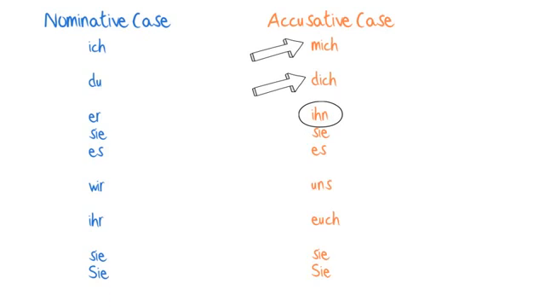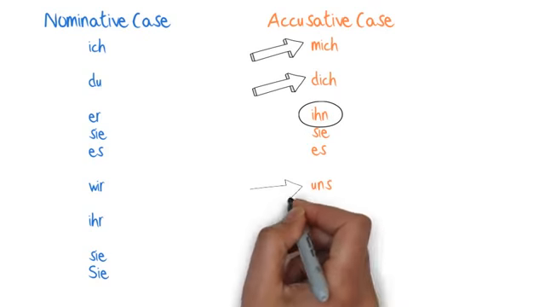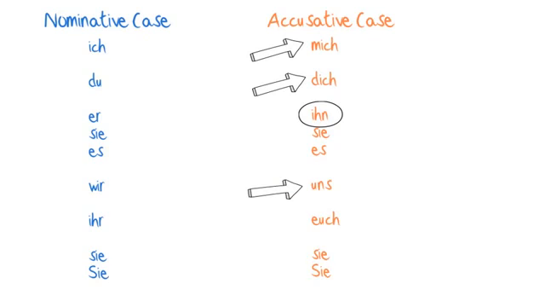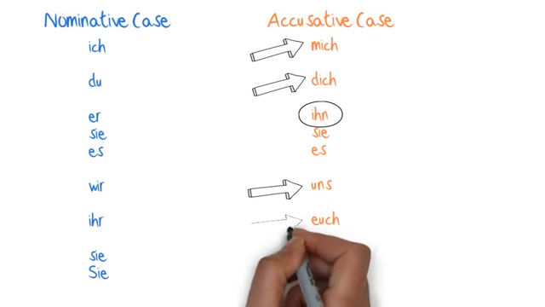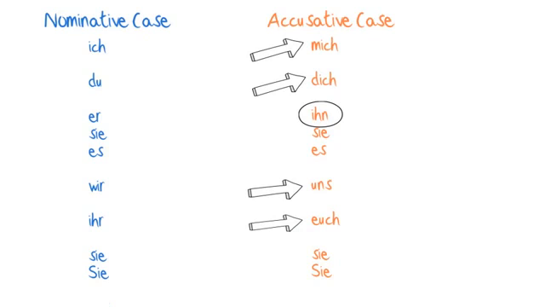The pronouns to watch out for in the accusative case, of course, are the ones that are different in the accusative case from the nominative case. Ich becomes mich, du becomes dich, wir becomes uns, ihr becomes euch, and you're already familiar with er becoming ihn.